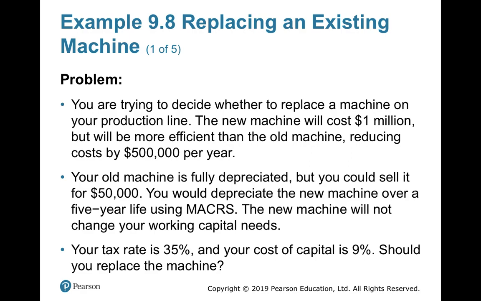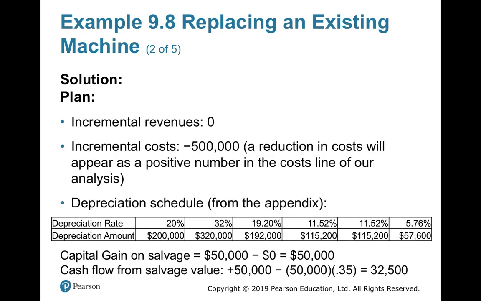And the new machine is how much? 1 million. The old machine will be sold at 50,000. It is fully depreciated. No existing book value, it's zero existing book value. So all 50,000 is capital gain. Your tax rate is 35% and cost of capital is 9%. Should you replace the machine? Question. Let us see.